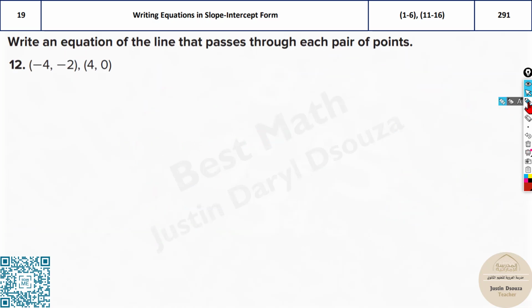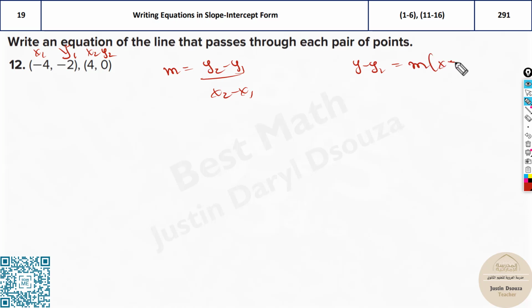Let's do this problem as well. The formulas, remember the first formula, m equals y2 minus y1 by x2 minus x1. This is x1, y1, this is x2, y2. The first point is always x1, y1, and the second is x2, y2. What about the other formula? The other formula is y minus y1 equals m into x minus x1. This is the point slope form.